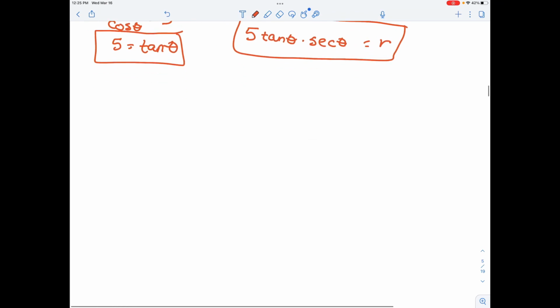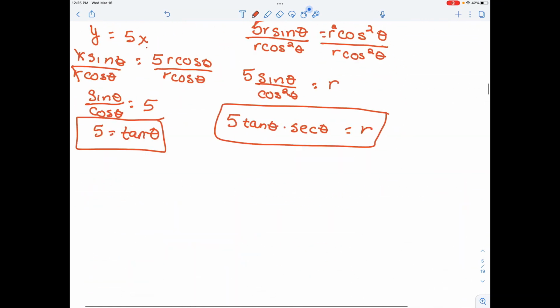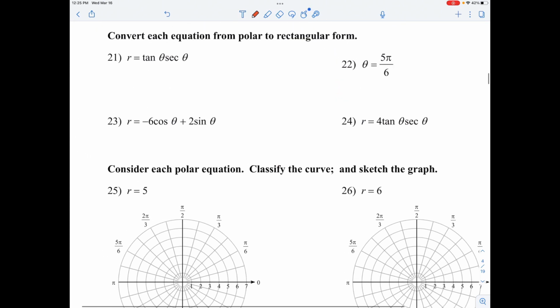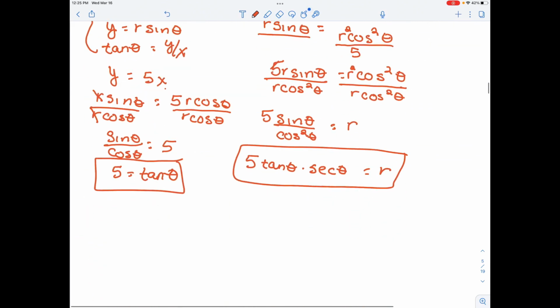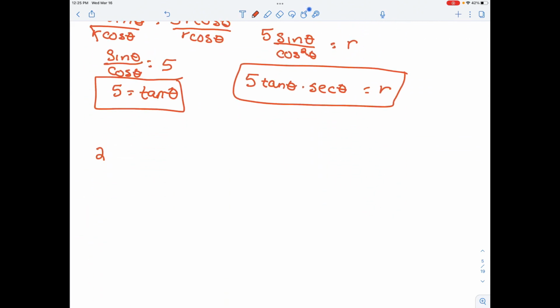Okay? Alrighty. And let's try, what do we want to do next? We want to go the other way around. We want to convert from polar to rectangular. That's always fun. So let's convert from polar to rectangular. So we have problem number 21. We have r is equal to tan theta secant theta.